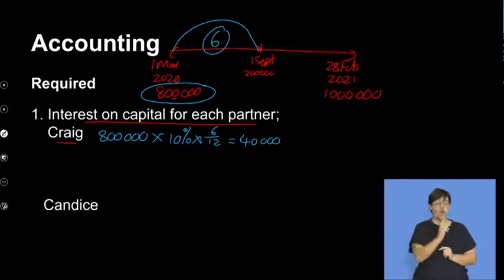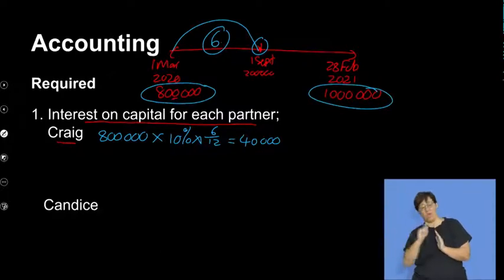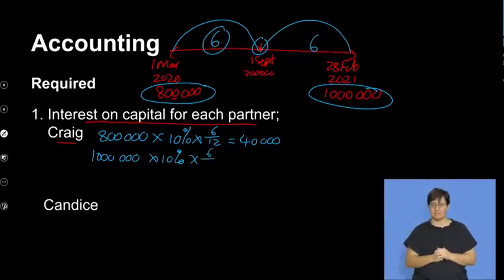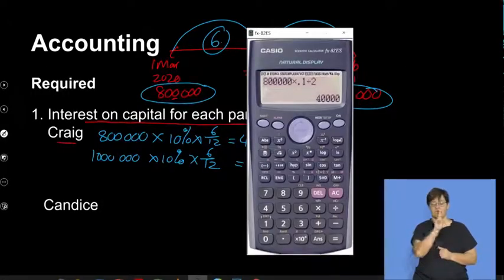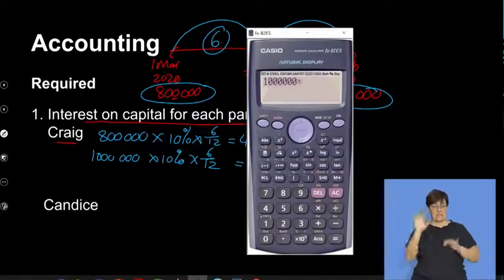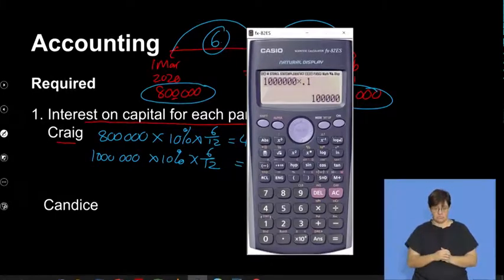Then what happened on the 1st of September? Craig's capital is now 1 million. Remember, he increased his capital by 200,000, so he's now going to earn interest on that 1 million. So 1 million times 10%, for the next 6 months, so 6 over 12. Let's get the calculator out again. We've got 1 million, watch very carefully for the zeros, guys. I should have 6 zeros, and I do, times 10%, and if I divide that by 2, an amount of 50,000.